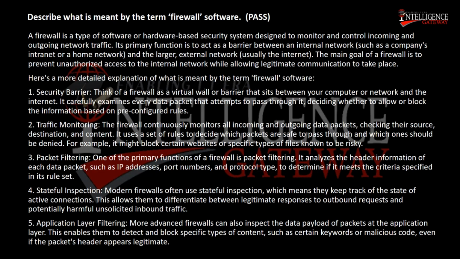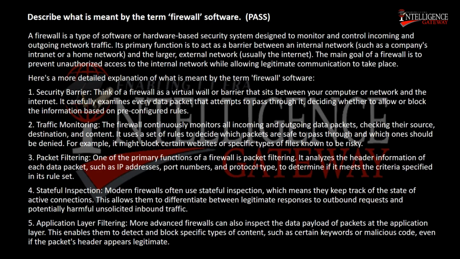The main goal of a firewall is to prevent unauthorized access to the internal network, while allowing legitimate communication to take place. Here's a more detailed explanation of what is meant by the term firewall software. Security barrier. Think of a firewall as a virtual wall or barrier that sits between your computer or network and the internet. It carefully examines every data packet that attempts to pass through it, deciding whether to allow or block the information based on pre-configured rules.